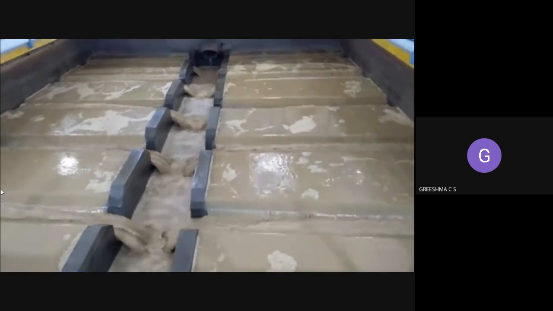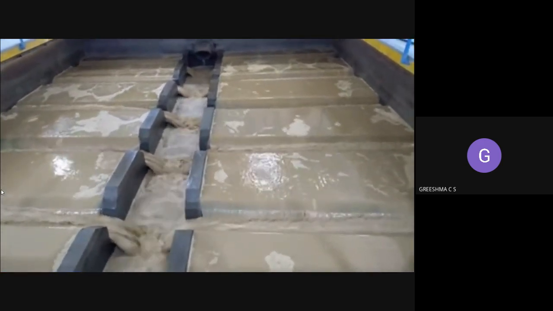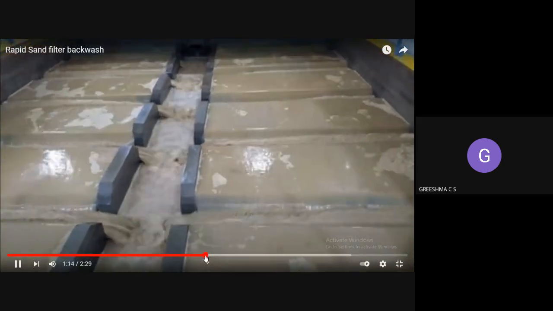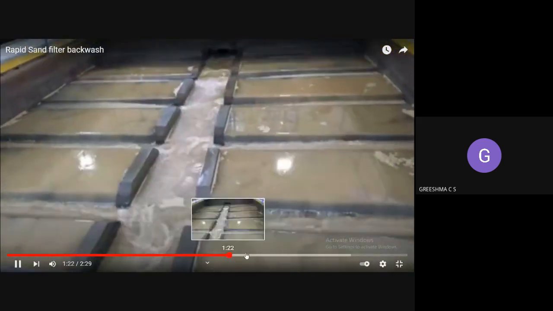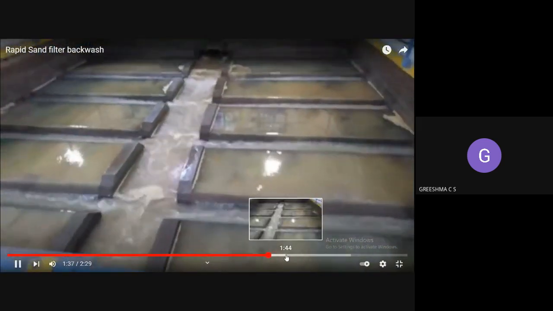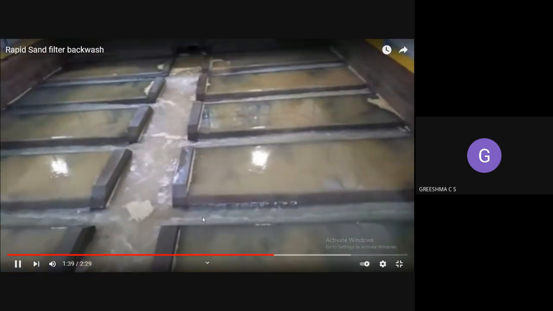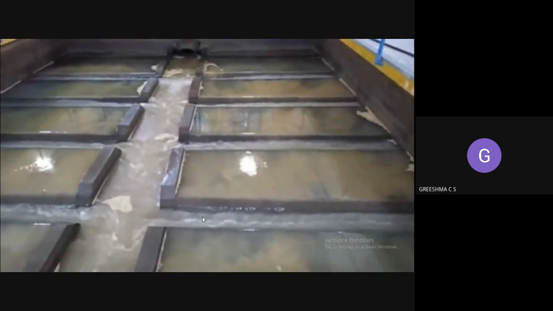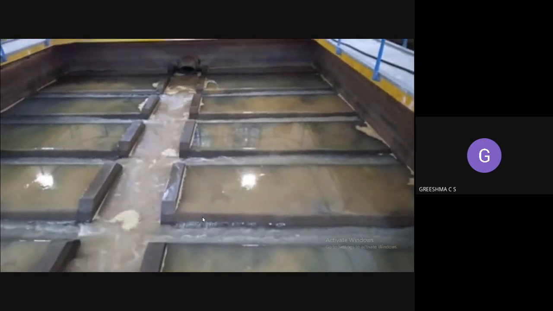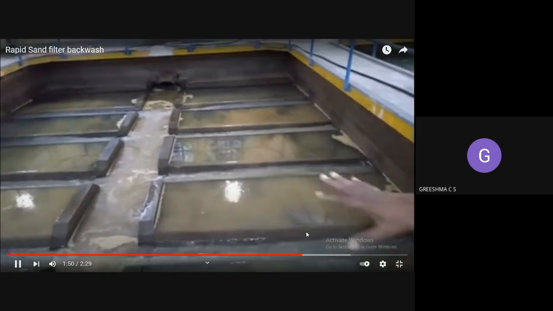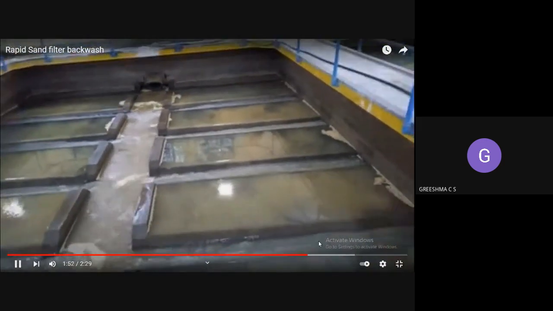Okay, so this is a real picture of backwashing. Okay, so now you can see the water is getting clear. See, now you can see that after a certain period the water will get clear. Okay, the color of the water has started to change from the initial color. Okay, so that means it has become clear now.